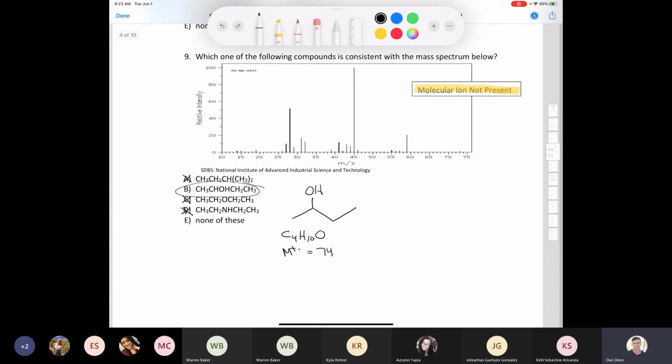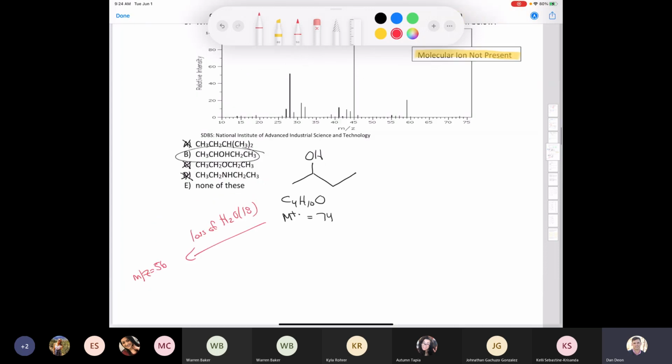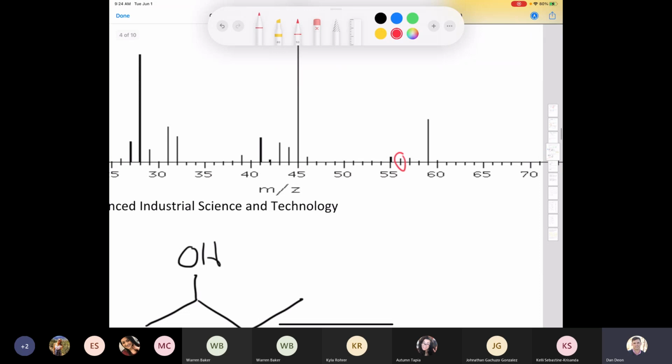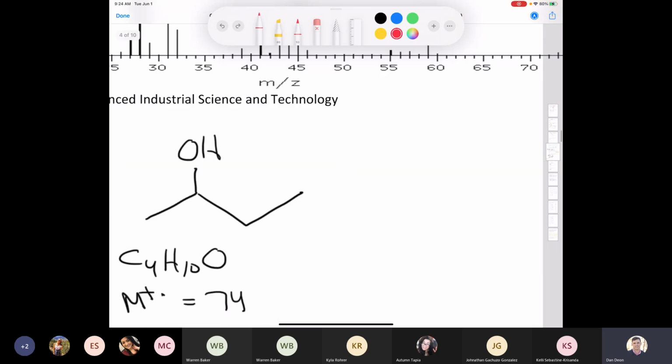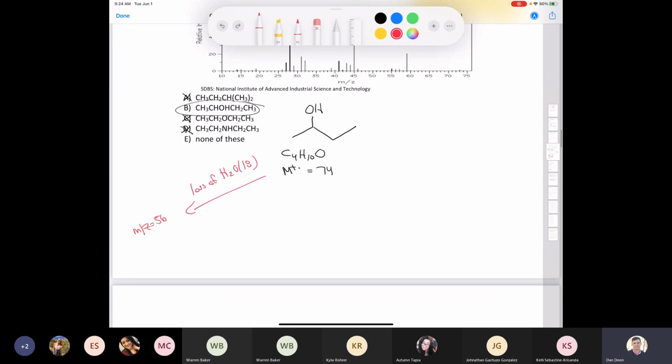So what kind of fragmentation could it do? Well, it could lose water, so loss of H2O, which has a mass of 18. If we take 74 and we subtract 18, we end up with a mass over charge of 56. We go over here, and we have 55. There's something there, but it's really small. So that's probably not one of the fragments, or it's a very small fragment.